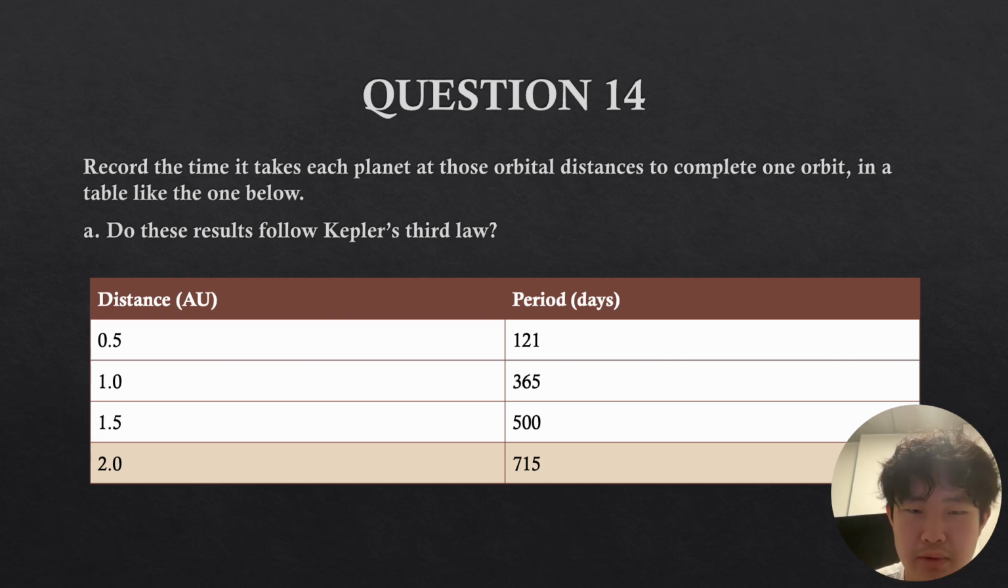Even though the simulation is not perfectly physical, the trend matches P squared being proportional to a cubed. It means a larger radius gives a longer period, and P squared and a cubed increase together.